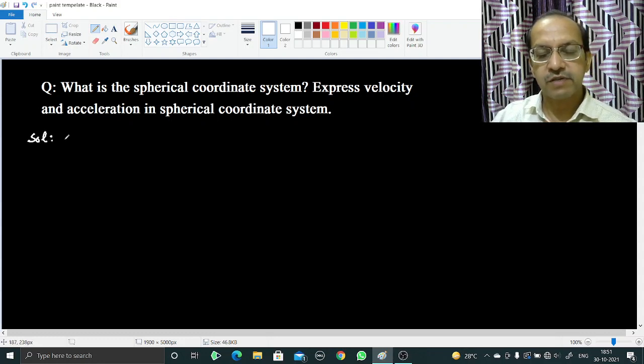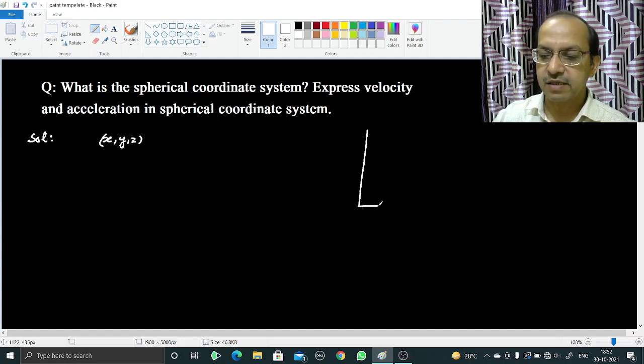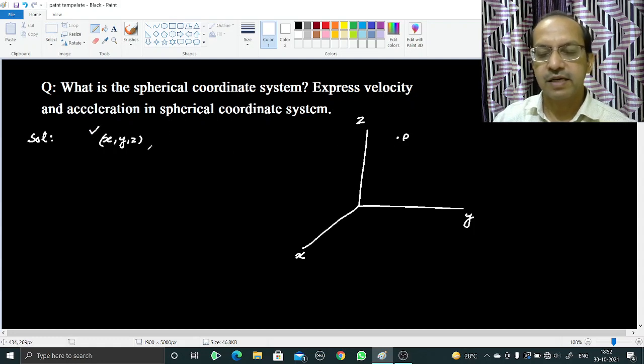Cartesian system. As we are familiar with the Cartesian system, in the Cartesian system, the coordinates are written as x, y, z. So if these are the axes x, y, z, and if there is point P, the coordinate in the Cartesian system can be written as x, y, z. X means it is the distance from the yz plane. What is y? Y is the distance from xz plane, and z coordinate means the distance from xy plane.